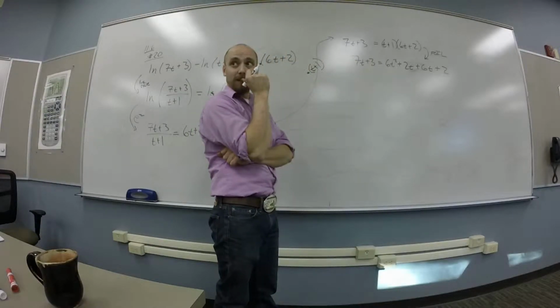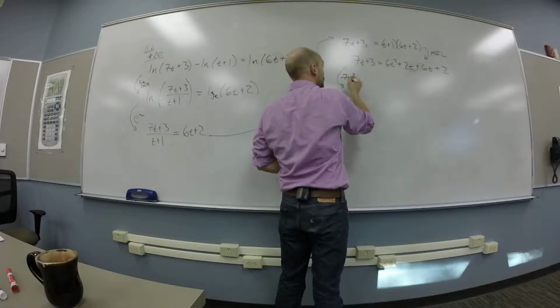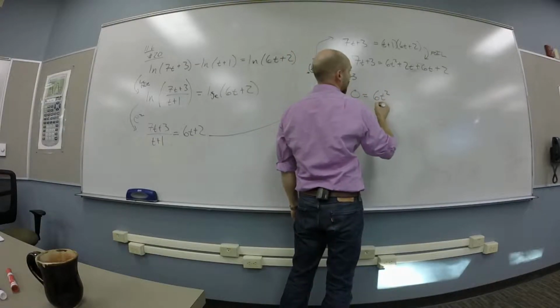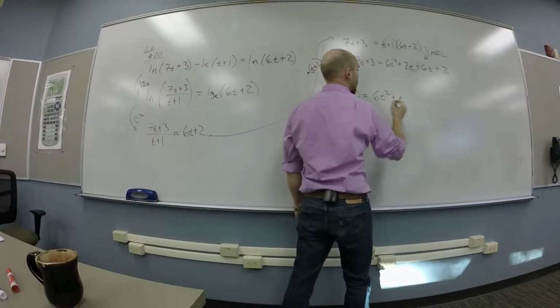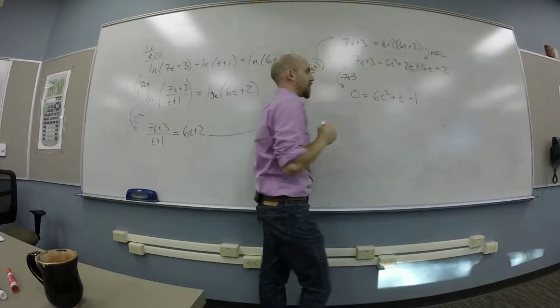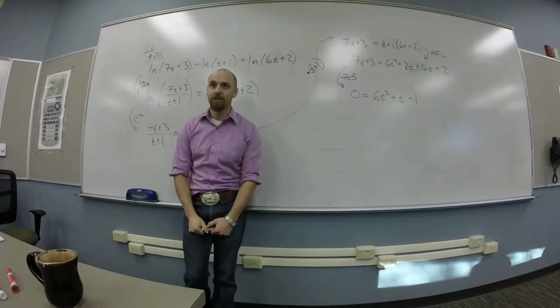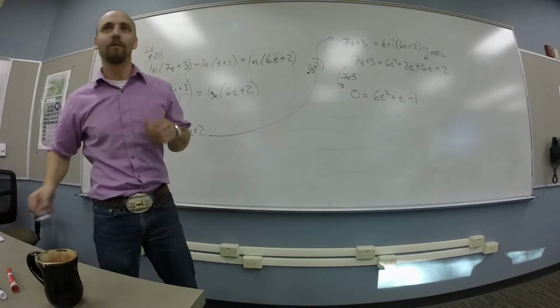Now we subtract 7t and 3. So we apply minus 7t minus 3 on both sides. So we get 0 is 6t squared plus t minus 1. Okay, so now what? Now you either factor or use the quadratic formula. Let's try the quadratic formula, because we haven't done that in a while.